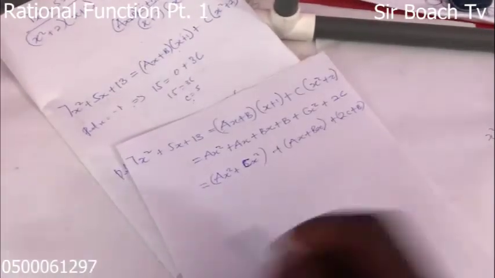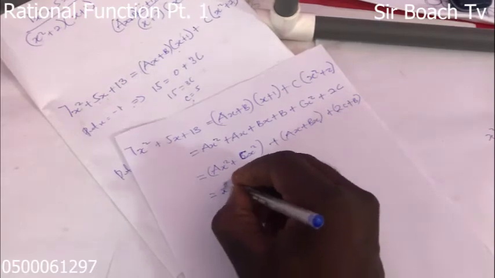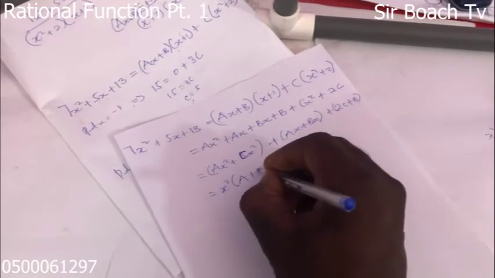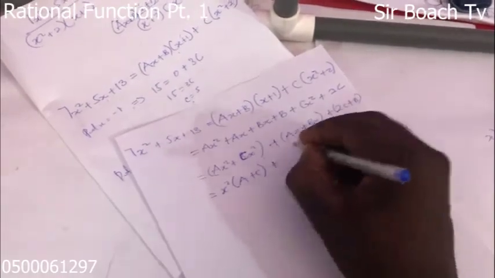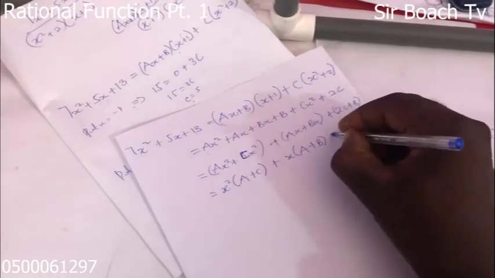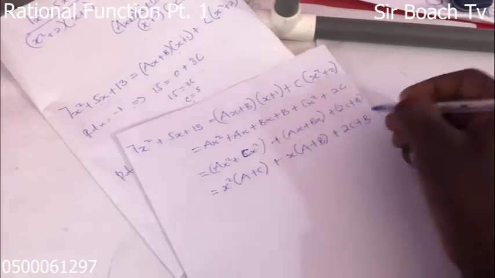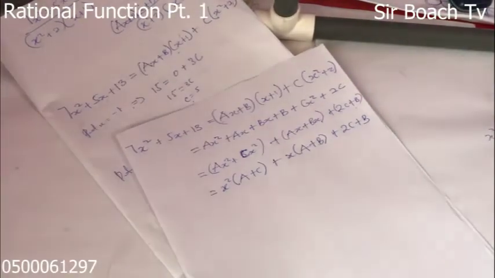So now this one, let's factorize. When we are factorizing, we are going to get x squared out, then we're going to get (a plus c) in a bracket. With this one, we bring x out, then we're going to get (a plus b) in a bracket. Then this one will just maintain like that, 2c plus b, like that.